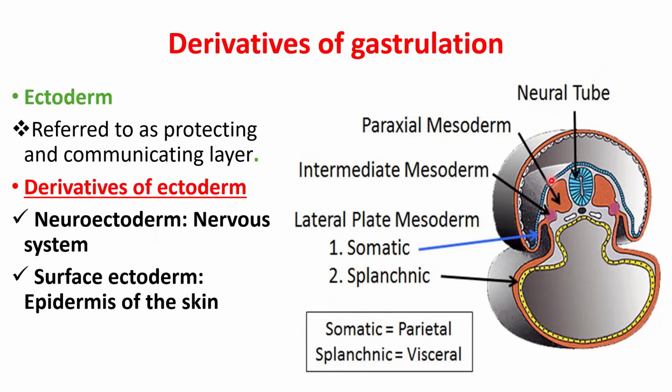Then surface ectoderm. So surface ectoderm, this one will become the skin, given that it is on the outer part, so the protective layer. So it will form the epidermis of the skin. So if you look at skin, that's actually a product of surface ectoderm embryologically.